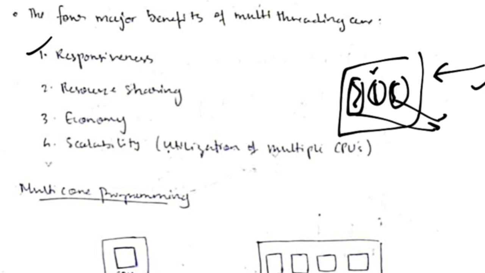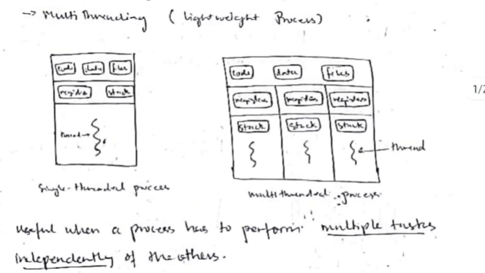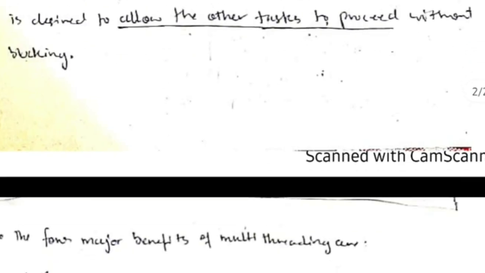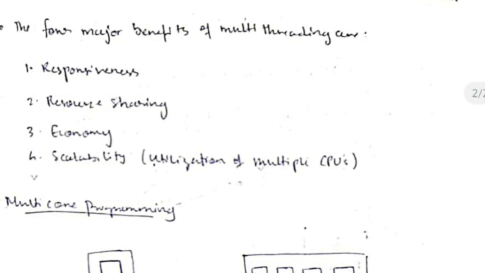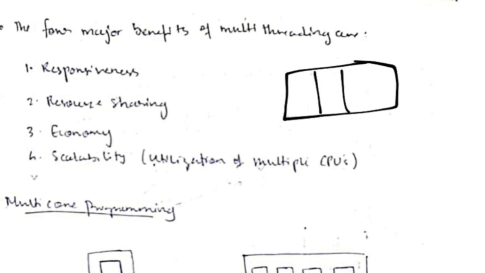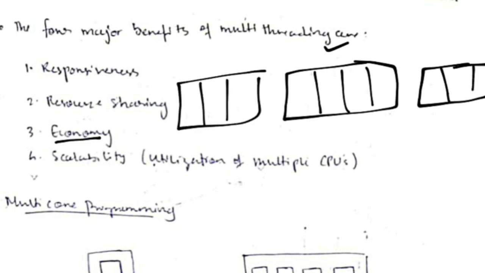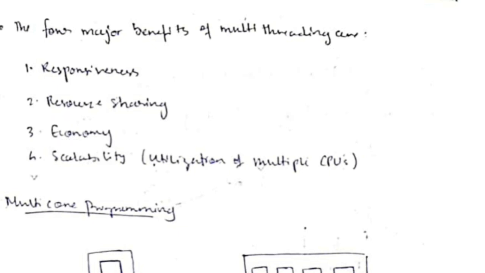Second one is resource sharing. As I told you before, all the threads share the same resources. What is the benefit of sharing the same resources? By using the same resources, multiple tasks can be performed in the same address space. That's one advantage. Third is economy, which means we need not have multiple CPUs and multiple registers for multi-threading. Since they share the resources, it's economical.